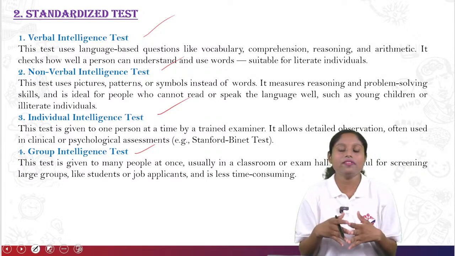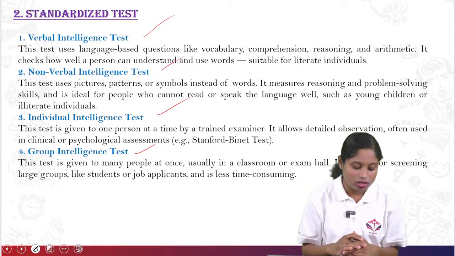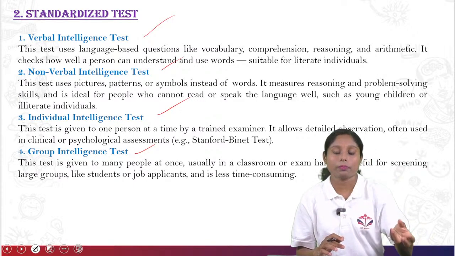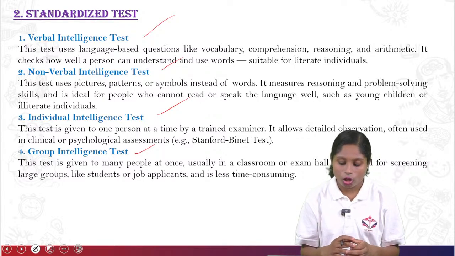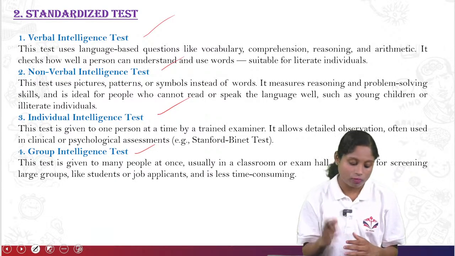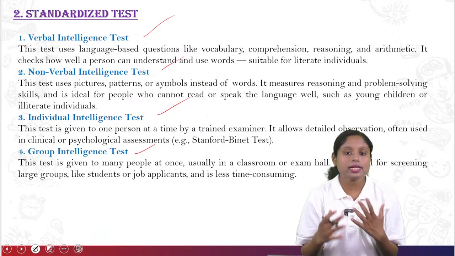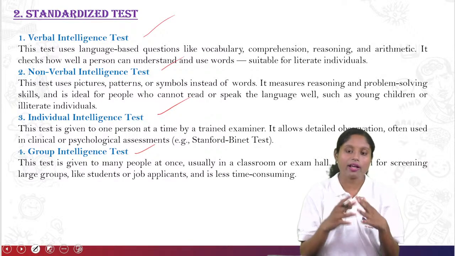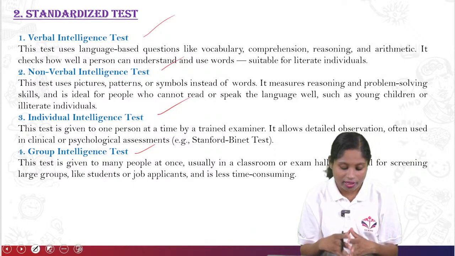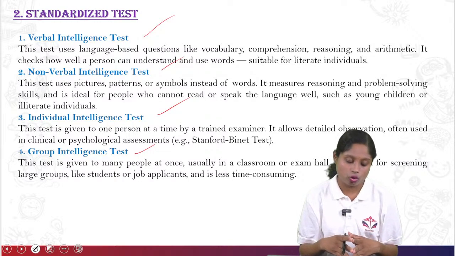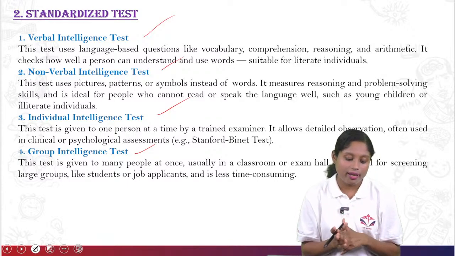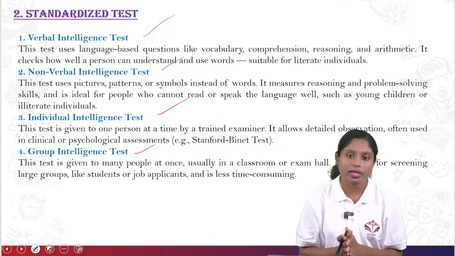Next is the individual intelligence test. This test is given to one person at a time by a trained examiner. So a trained examiner will give it to one person at one time. It allows detailed observation, often used in clinical or psychological assessment. Example, Stanford Binet test. Next is the group intelligence test. This test is given to many people at once, usually in a classroom or an exam hall. It is useful for screening large groups like students or job applicants and is less time consuming. So these are the standardized tests: verbal, non-verbal, individual and group intelligence tests.